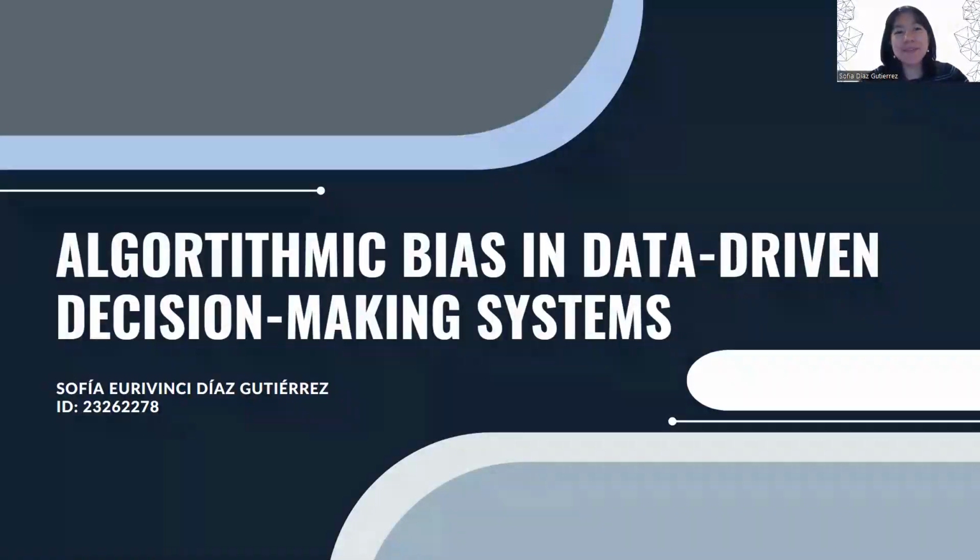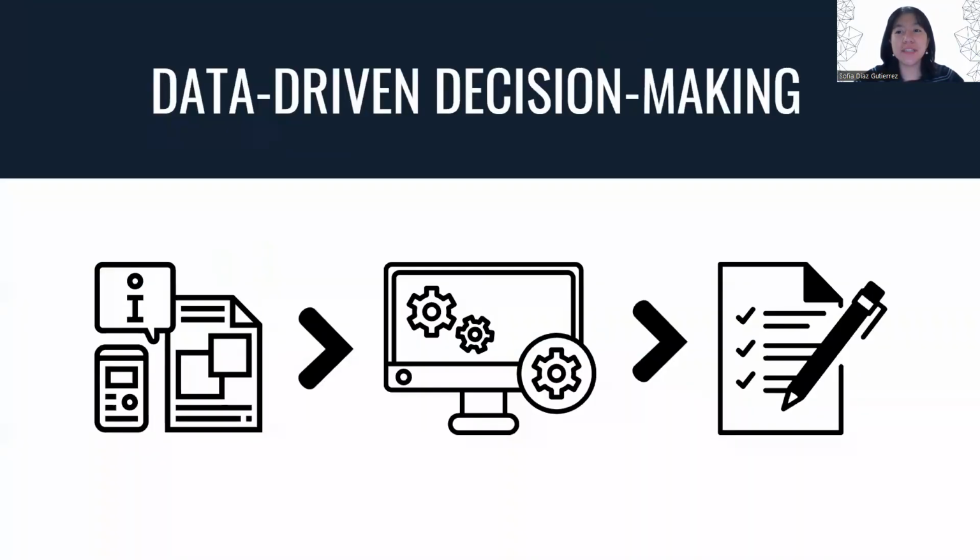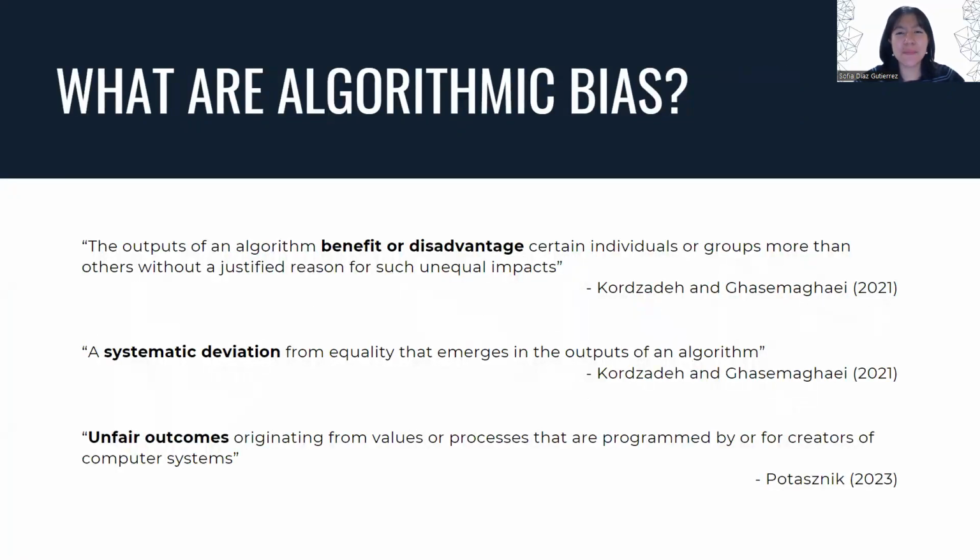Hello everyone, my name is Sofia Diaz, and today I'm going to be talking about algorithmic bias in data-driven decision-making systems. First, let's understand how this system works. They receive information, which is data, process it, and give you a recommendation. Pretty straightforward, right? However, there is a problem, and that problem is algorithmic bias.